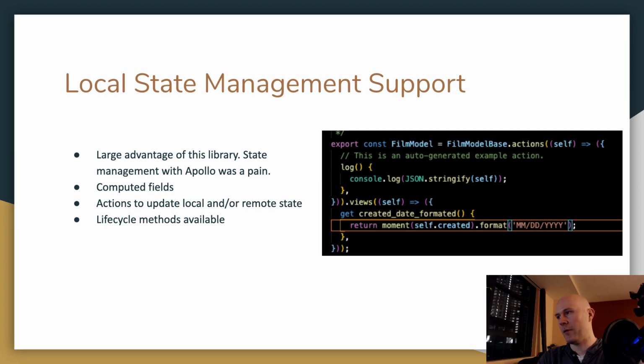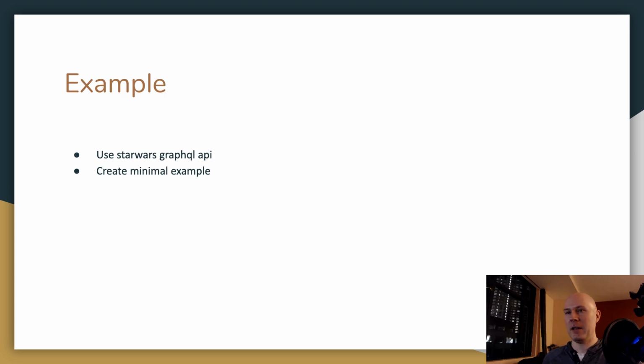There's also support for actions, which allow you to update the model, and you can update it locally, remotely, or both, just depending on how you want. And you can also do an optimistic update. And obviously, there are lifecycle methods available as well, which is handy. So that's a bit of an overview of MST GraphQL.